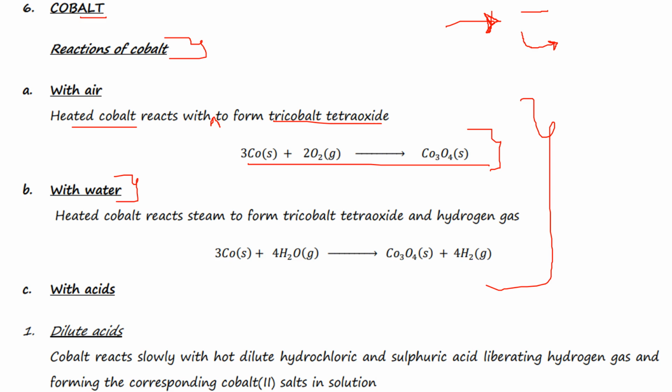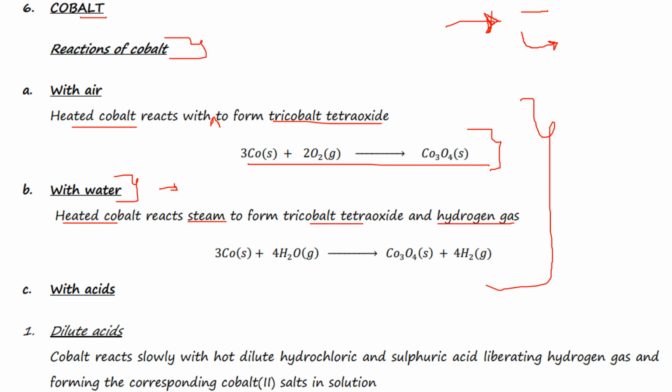Now the other reaction is going to be the reaction with water, and we are going to say that cobalt does not react with cold water, so we must have specific conditions for cobalt to undergo a specific reaction. So that's why we're going to say that heated cobalt, so the condition here is that cobalt must be heated, and we say that anywhere where there is heating and water is involved, that means that water is going to exist as steam. So the condition is water is to be existing as steam, for cobalt to react with water. So heated cobalt reacts with steam to form tricobalt tetraoxide and hydrogen gas.